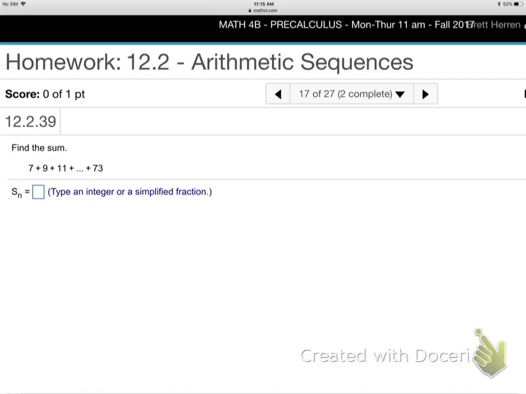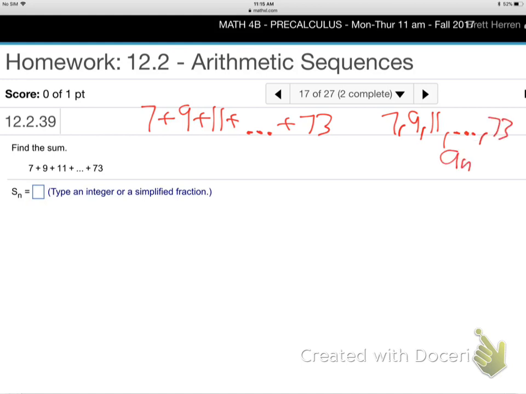Okay, so now I want you to notice the difference. Notice we have plus signs between them now. So that's what's changing. There's plus signs now, not just commas. And so we're going to use a new formula, not the a sub n. So basically, if they listed them 7, 9, 11, ..., 73, that would be a sub n formula. For these guys, we're going to use what's called an s sub n formula. I'm going to give you a new formula in just a second.